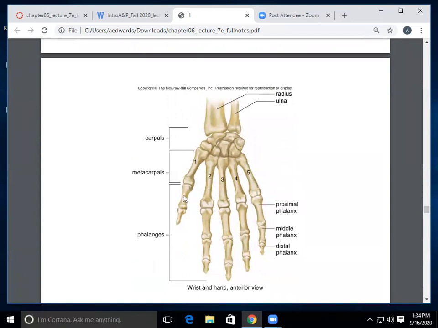Okay, another view here. Carpal bones, metacarpals, phalanges. Here's proximal and distal, proximal, middle, and distal.